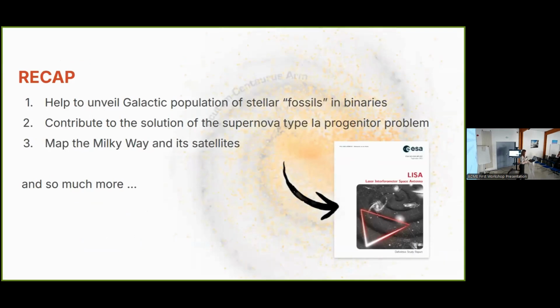So to recap, I showed you that we can see a population of stellar fossils in binaries made of white dwarfs, neutron stars and black holes as well. And those are just inaccessible in this complete way with electromagnetic telescopes. Based on the LISA data, even just by counting how many binaries LISA can see, we can contribute to the type 1a progenitor dilemma, and we can map our galaxy and its satellites using these white dwarf binaries.